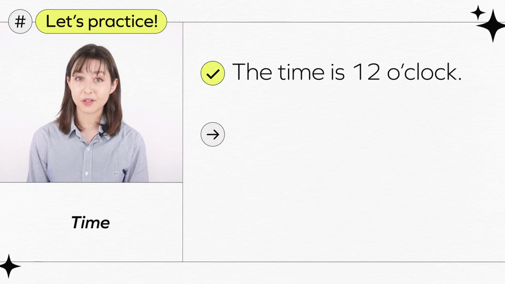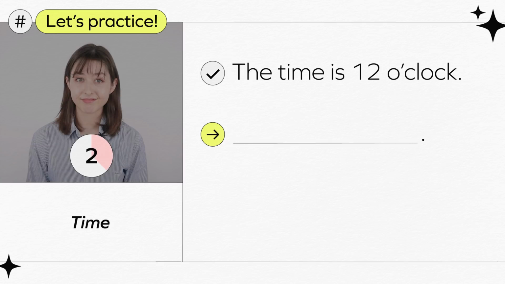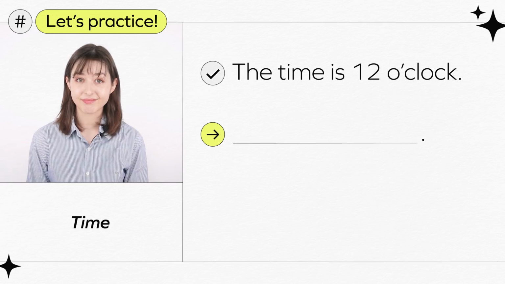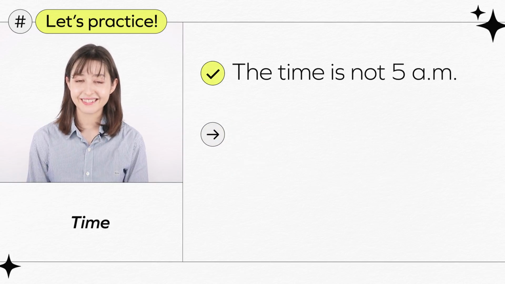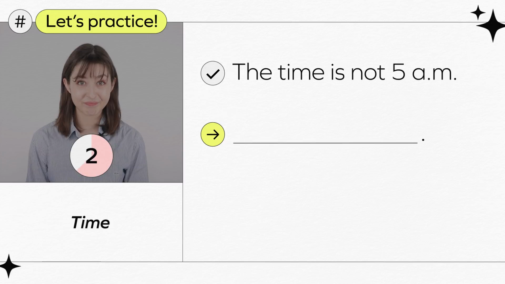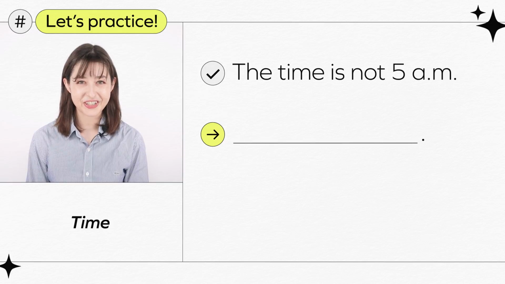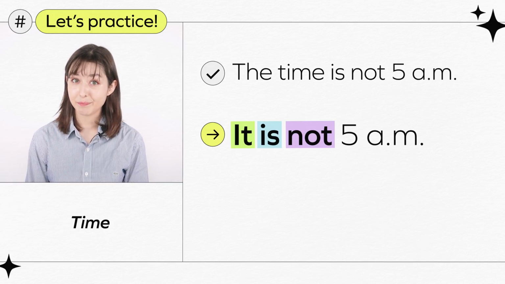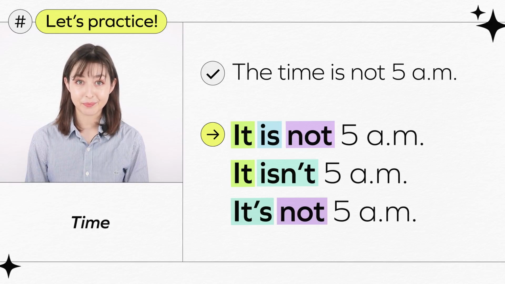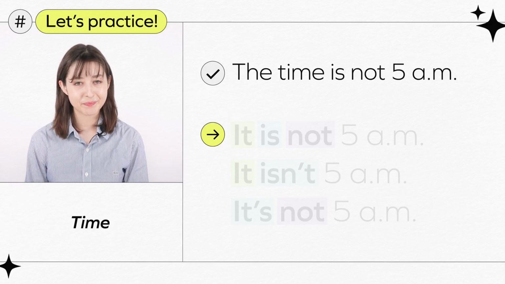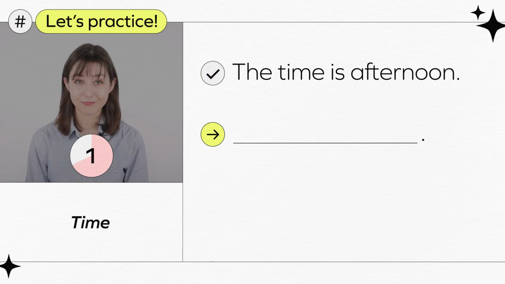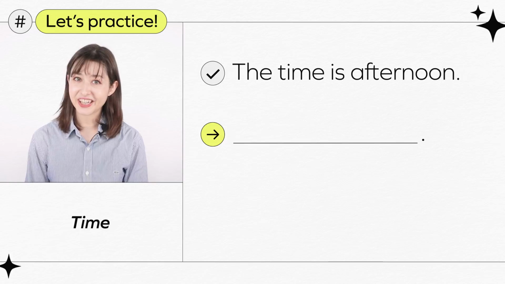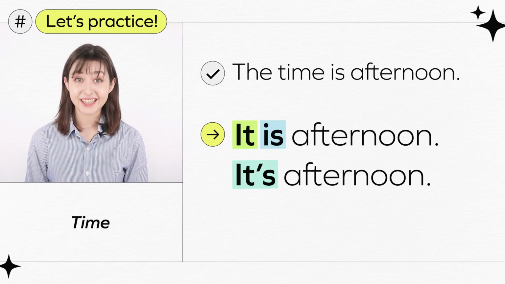The time is 12 o'clock. Right. It is 12 o'clock. It's 12 o'clock. The time is not 5 a.m. Good. It is not 5 a.m. It isn't 5 a.m. It's not 5 a.m. The time is afternoon. Very good. It is afternoon. It's afternoon.